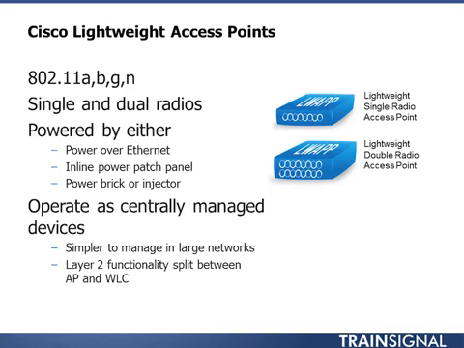So the way to think about it is the layer 1, the physical layer, your radio, is at the access point, and then the MAC layer, which is dealing with the access to the RF and the creation of MAC headers, that functionality is split between the access point and the wireless LAN controller.